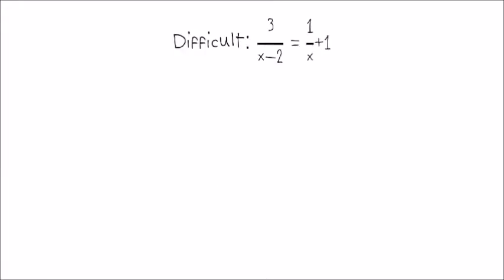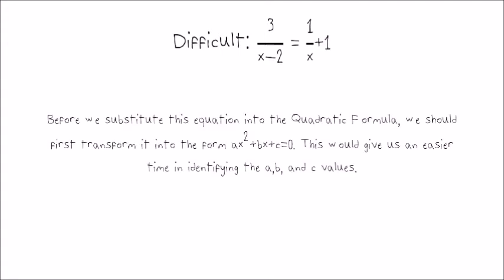Now, for the difficult part, which is 3 over x minus 2 equals 1 over x plus 1. Before we substitute this equation into the quadratic formula, we should first transfer it into the form ax squared plus bx plus c equals 0. This would give us an easier time in identifying the a, b, and c values. We can do this by eliminating the denominators. It's basically like how you do similar fractions.